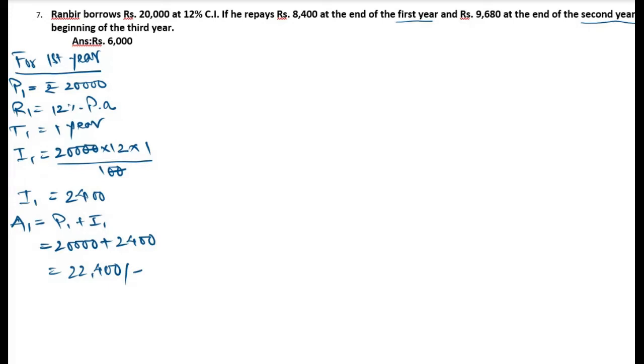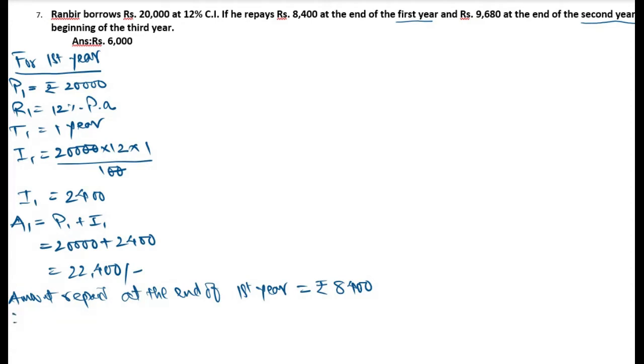Now he is repaying. How much is he repaying? 8,400. So I will write a statement over here. Amount repaid at the end of first year is equal to rupees 8,400.